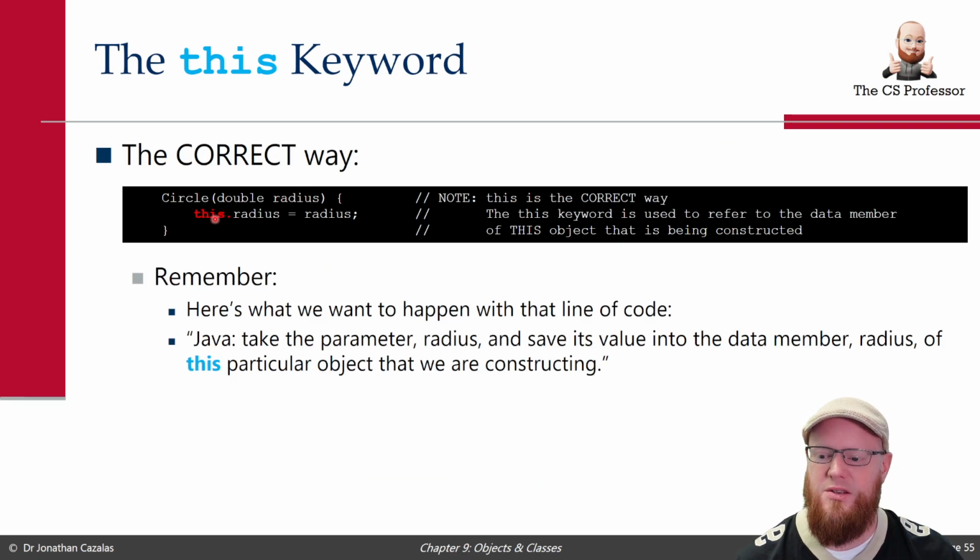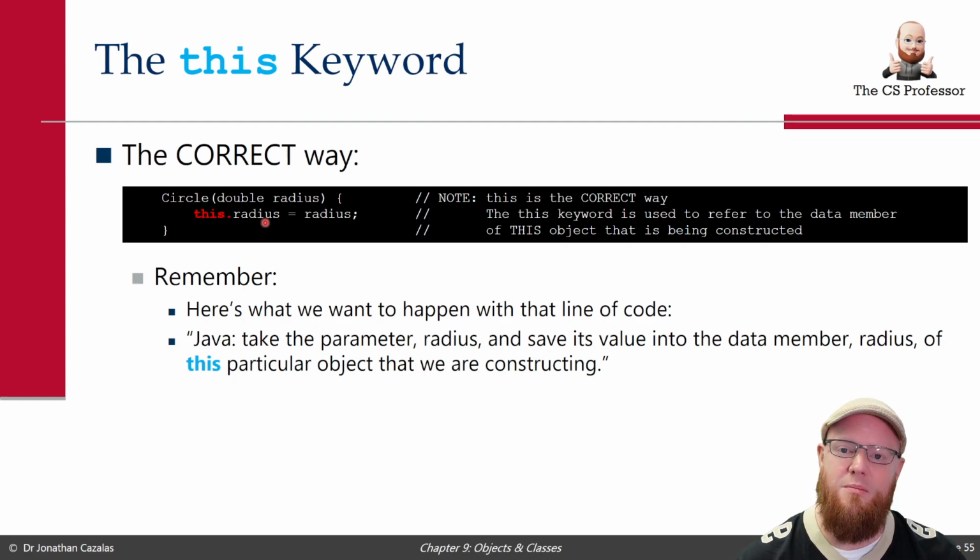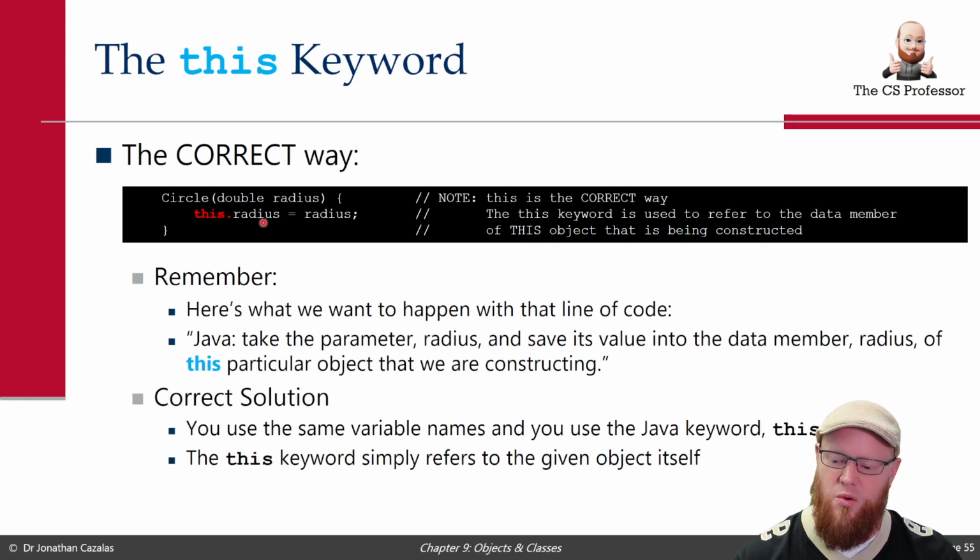So again, what's the solution that we've already seen? The solution is to use the keyword this. Here's what we wanted to have happen with that line of code. Remember, we said Java, take the parameter, in this case radius, and save it into the data member radius of this particular object that we are constructing. So this is the solution. The solution is to use the Java keyword this.